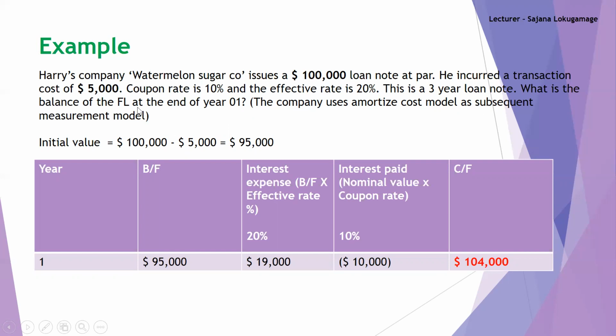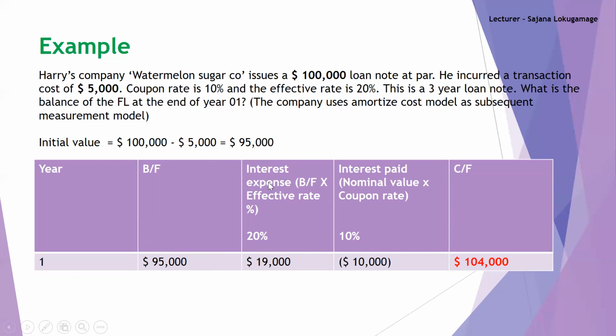Let's look at the initial measurement. So guys, since the amortized cost model is chosen as subsequent measurement, initially you have to deduct the transaction cost from the carrying value of the financial liability. So from $100,000 you deduct the transaction cost of $5,000, then you get the initial value as $95,000. That initial value, you put it inside the amortized cost table here.